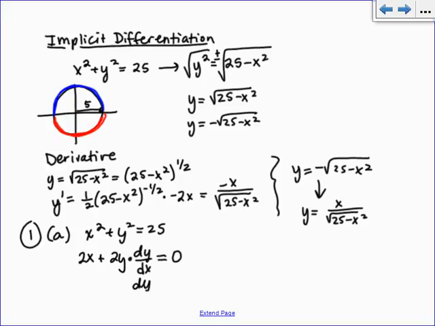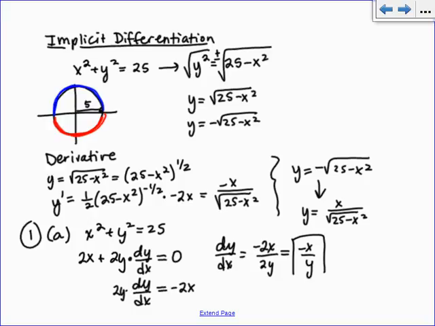When I solve for dy over dx, I end up getting negative 2x over 2y, which gives us negative x over y. So that is the derivative. That's dy over dx, that's y prime. We found the derivative of y.